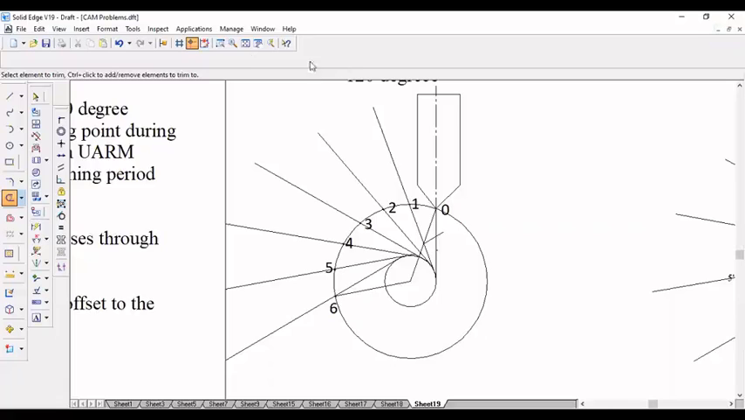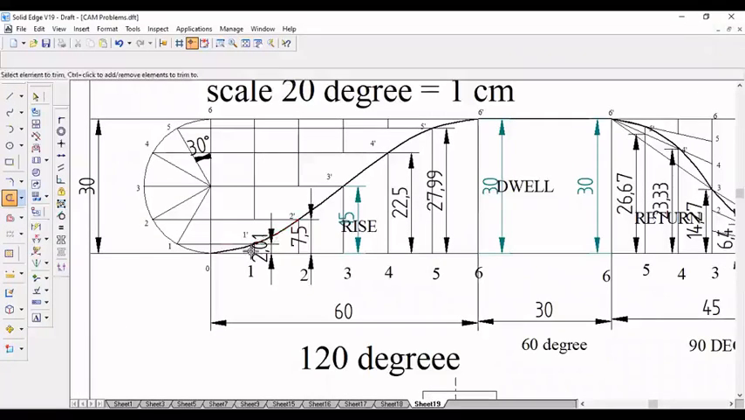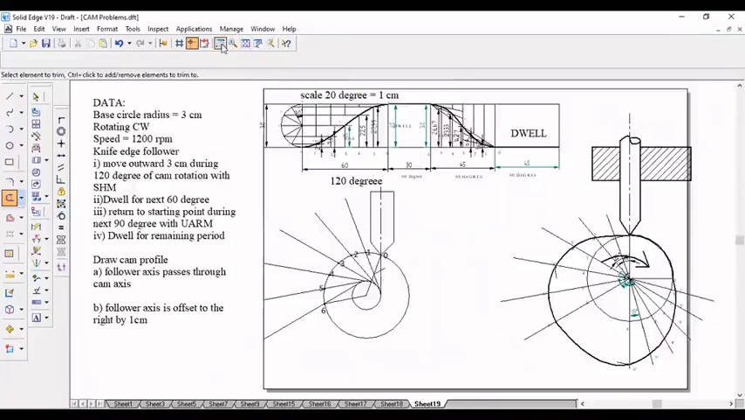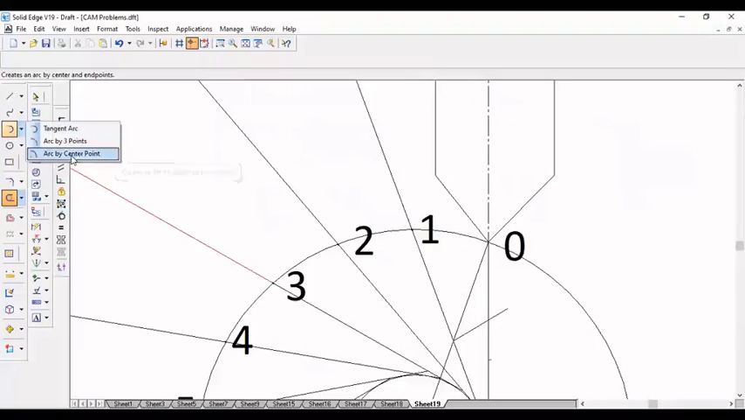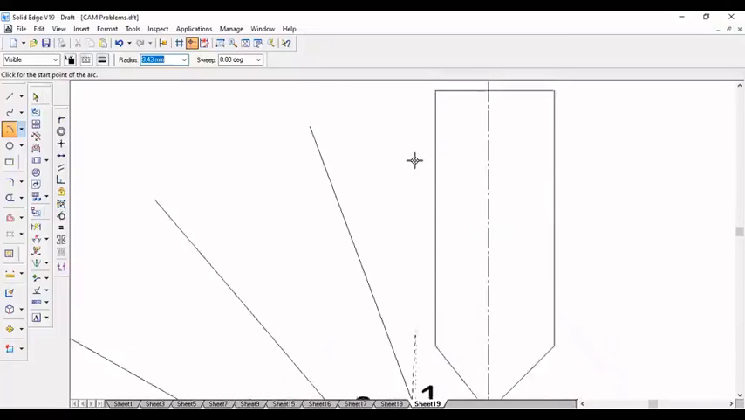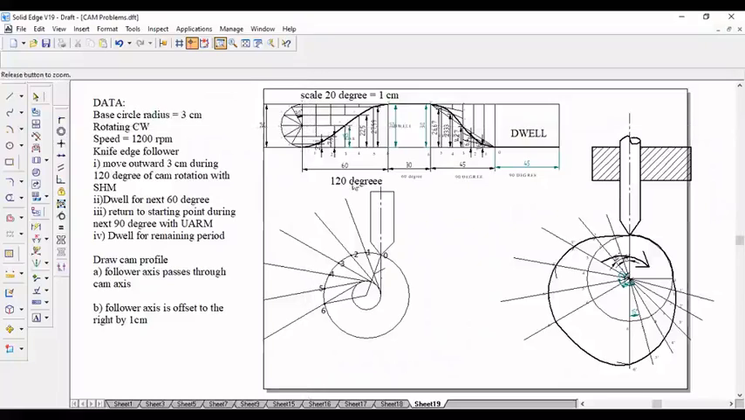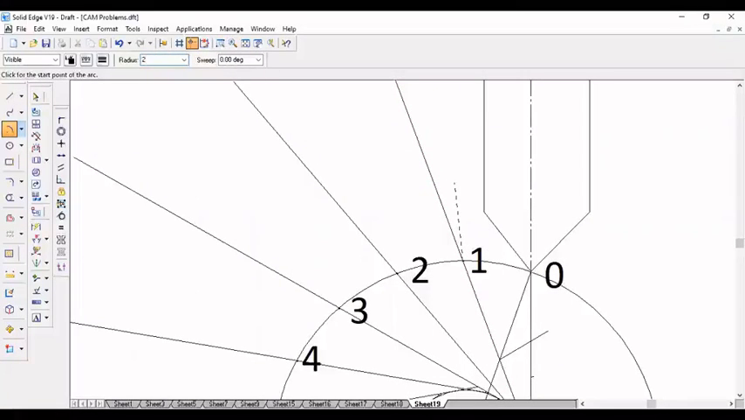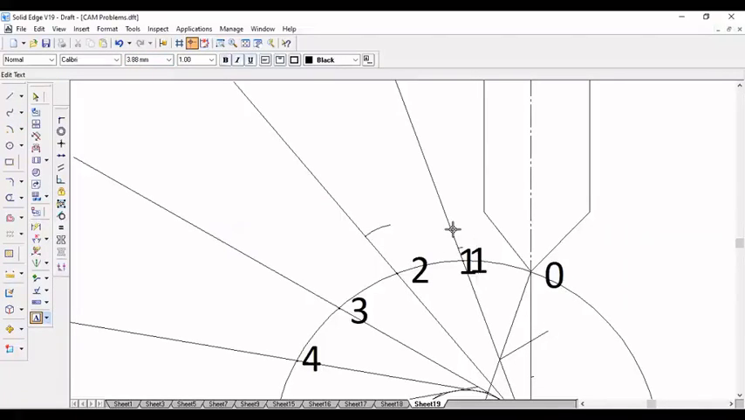Now according to the measurements, I'll just cut an arc. Look at this. 1 to 1 dash is 2.01, 2 to 2 dash is 7.5. So I'll take an arc by center point, 2.01 and 7.5. Two to two dash is 7.5. So this point I'll mention as 1 dash. This point I'll mention as 2 dash.